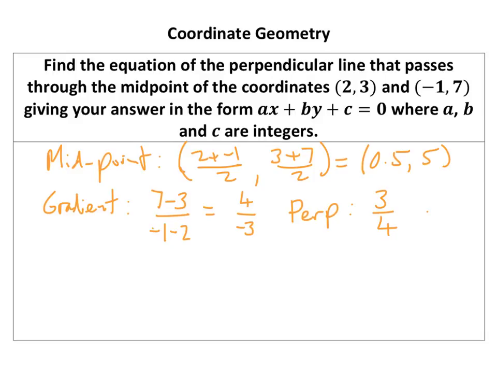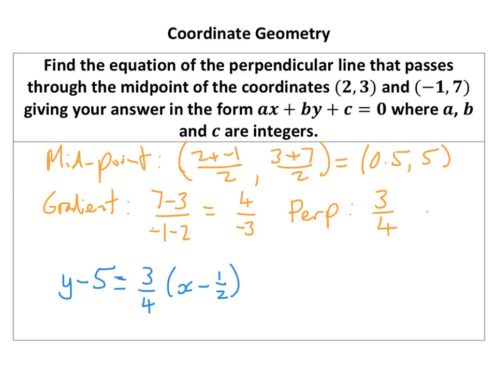Now, we've got the point, we've got the gradient, so let's put everything into here. So it's y minus the y coordinate equals 3/4 x minus the x coordinate. I'll put a half this time actually. So there you go.